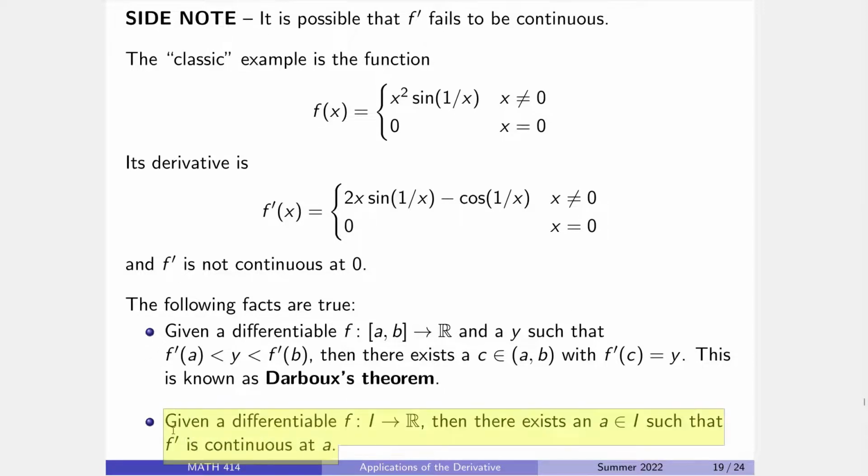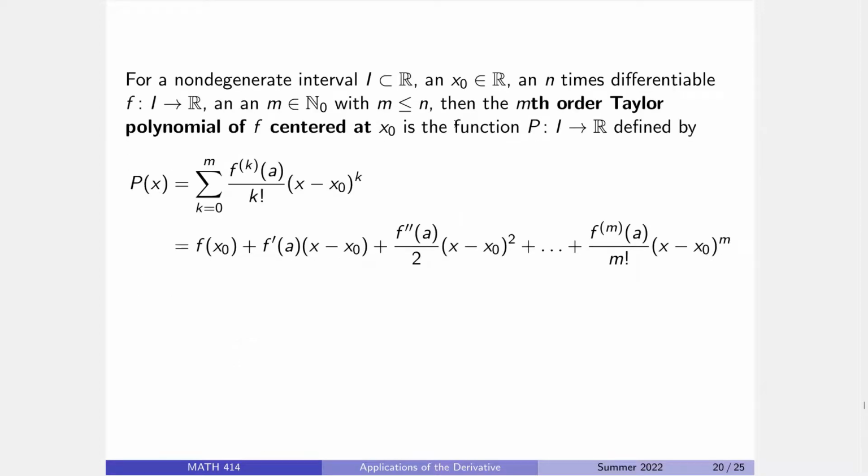Side note, the proof of this uses something called the Baire category theorem. So enjoy that if you're into it. All right, so let's now get to the last thing on our list, which is Taylor's theorem.